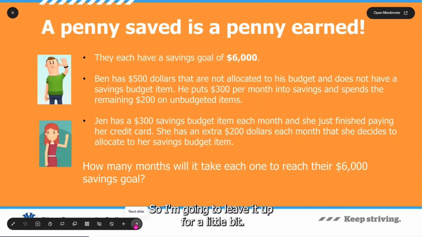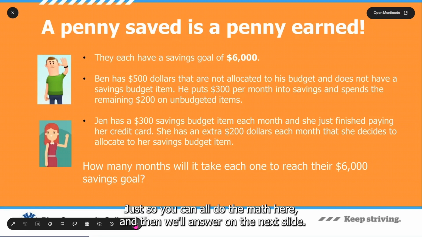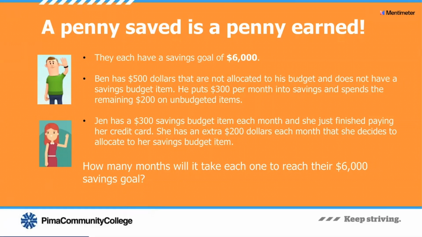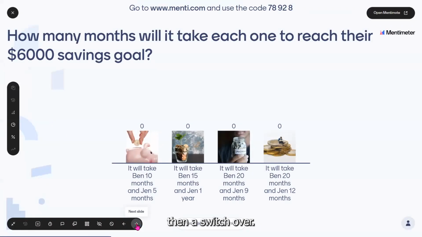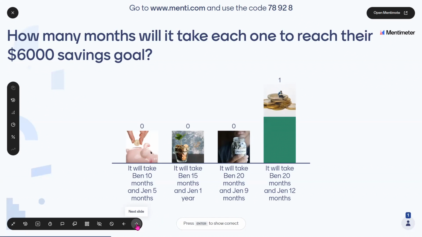So I'm going to leave it up for a little bit just so you can all do the math here, and then we'll answer on the next slide. Any questions about the scenario with our friends Ben and Jen? All right. Okay, so I'm going to switch over. So how many months will it take each one to reach their $6,000 savings goal? If you want to have an answer, I'll share in a minute.